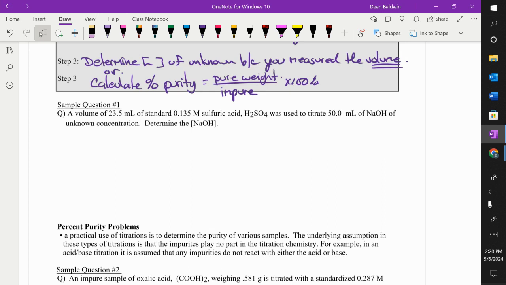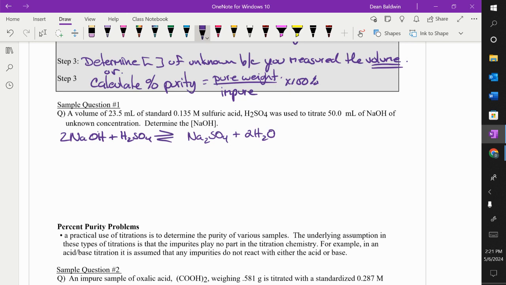You need the equation. So 2 NaOH plus H2SO4 to a neutralization reaction. So you form a salt, Na2SO4, and 2 moles of water. And I need a 2 in front of the NaOH. All right, what now?